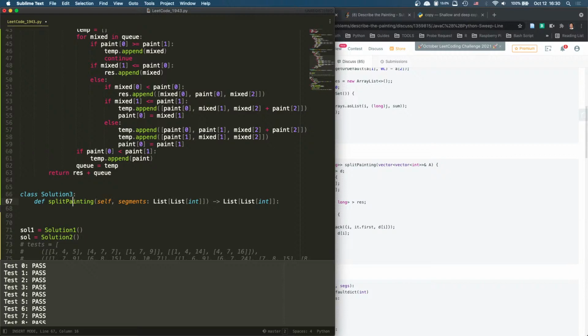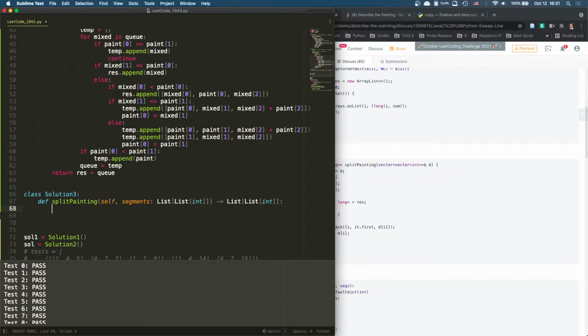So if we have i and j, the dictionary d[i] means the delta from i towards eternity, right? That's what each value is. So now if we want to find the sum from i to j, all we need to do is sum up all the deltas from the starting point to i, right? The sum of all of these will be the value of i to j.